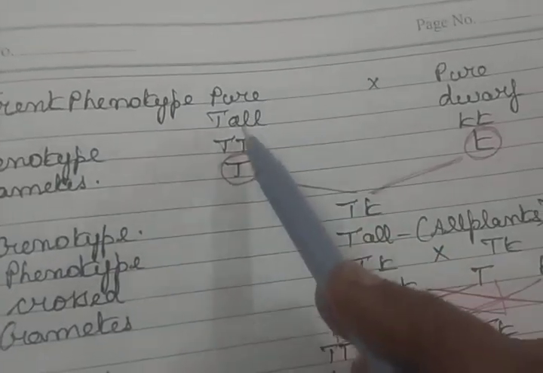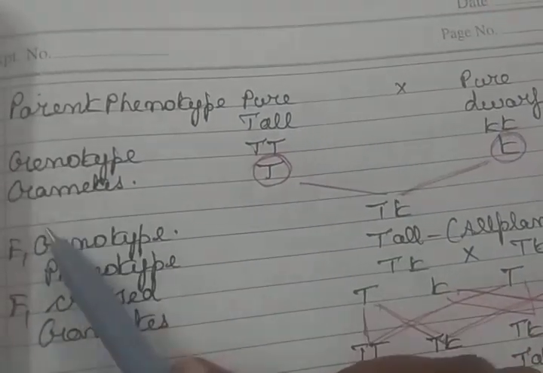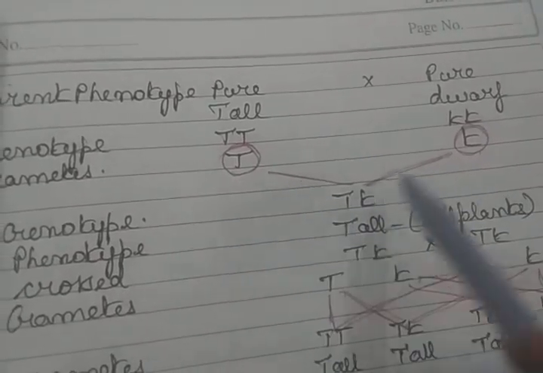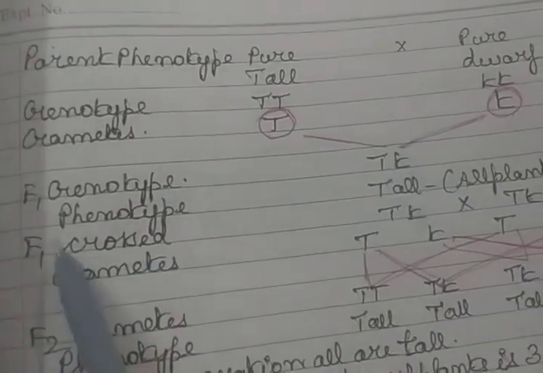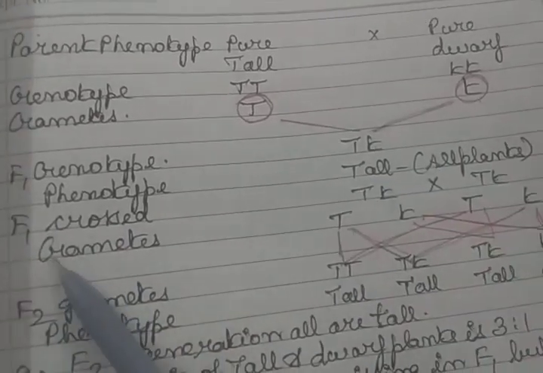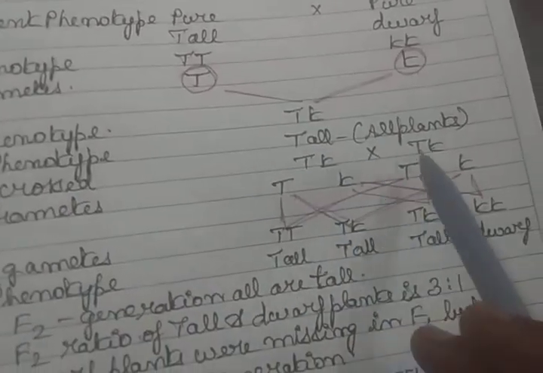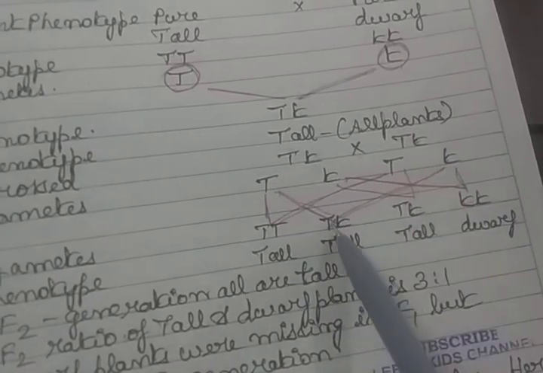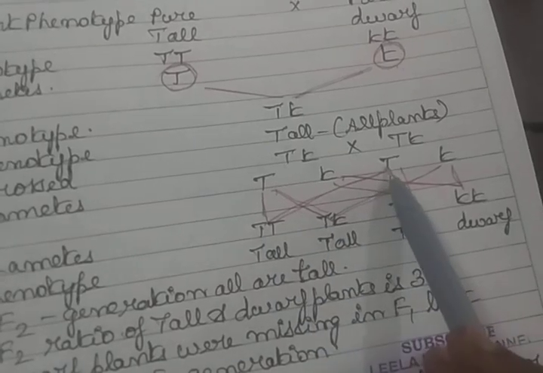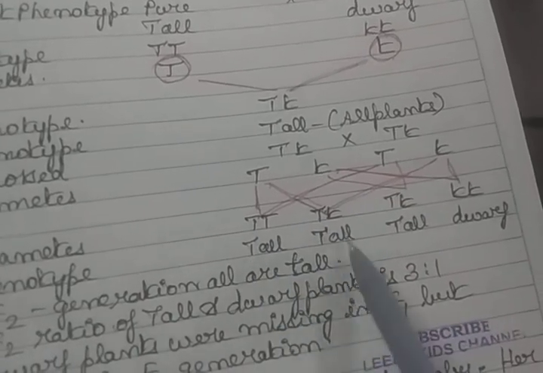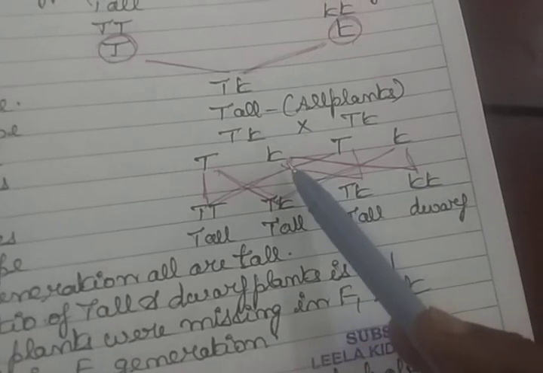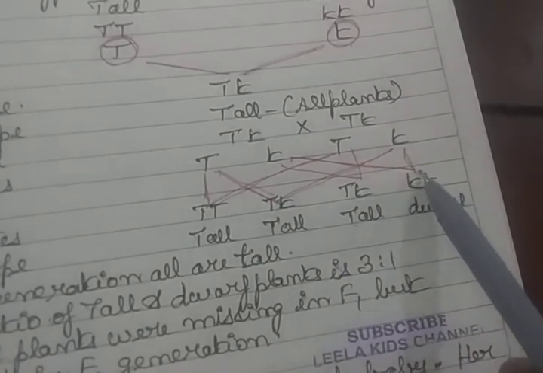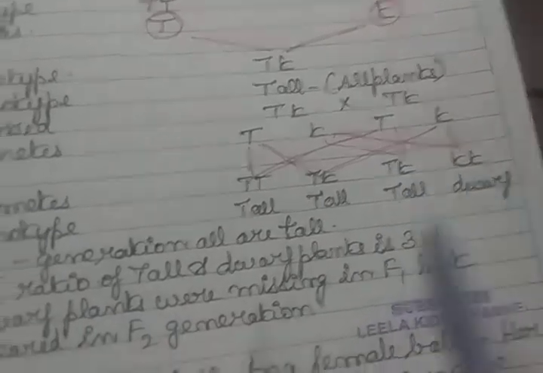Parent phenotype: pure tall, pure dwarf. Genotype gametes: capital T, and small t. So together it is capital T small t. F1 genotype, phenotype: tall, all plants. F1 cross gametes: capital T small t into capital T small t. Capital T and capital T is capital T capital T, tall. Capital T with small t is capital T small t, that is tall. Small t and small t is small t small t, that is dwarf.